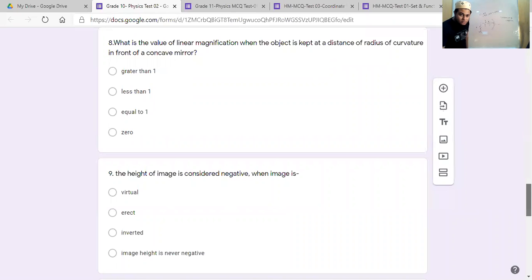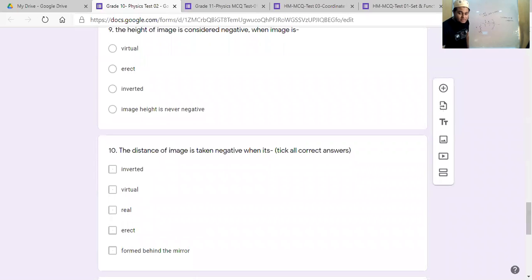Then we have the height of image is considered negative. Now generally we think that the height can never be negative actually, but here the height can be negative when the image is inverted. Okay, let me write it in this way. L prime is considered positive when the image is erect, and it is considered negative when the image is inverted. Then distance of object, this is positive when it is real, and it is negative when it is virtual.